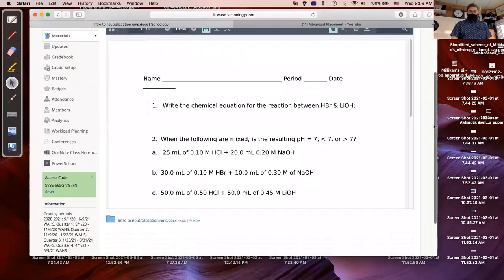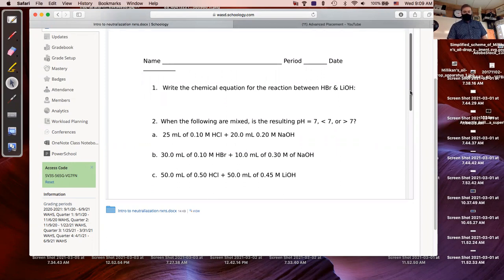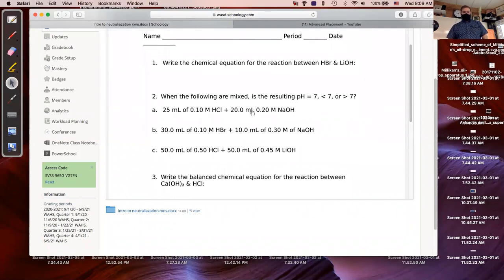first write the chemical equation between HBr and LiOH. That's hydrobromic acid and lithium hydroxide. And in each of these cases, you want to consider, well, what if we mix different quantities of hydrochloric acid and sodium hydroxide, hydrobromic acid, sodium hydroxide, hydrochloric acid, lithium hydroxide. As a result of mixing those quantities of the two acids and bases, do you end up with a solution that has a pH of greater than 7, less than 7, or equal to 7?